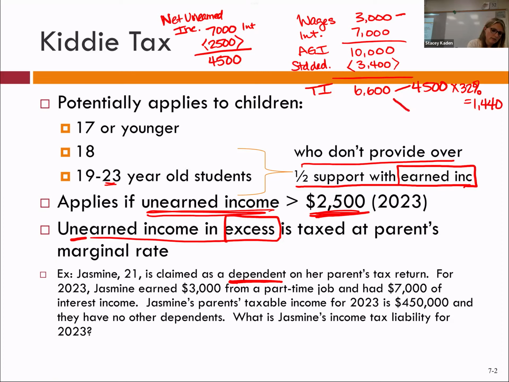All right, how much taxable income does she have left? 2,100. And that's just taxed normal. So we take that times 10%. That's her marginal tax bracket. So $210. So instead of Jasmine owing $660, because she's subject to the kiddie tax, she owes $1,650.